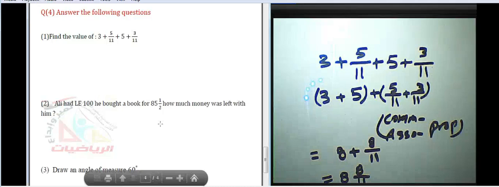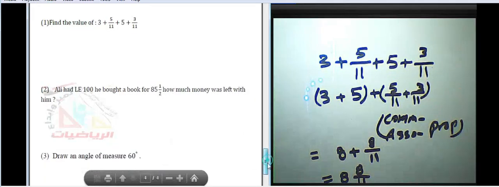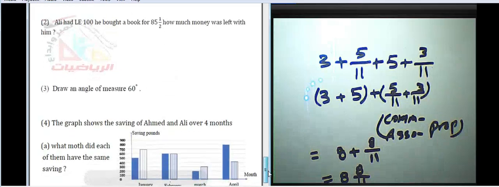Question number 2. Ali had 100 lira. He bought a book for 85.5 lira, Egyptian lira. How much money was left with him? We can find the difference between 100 and 85.5 lira. We can find the difference.